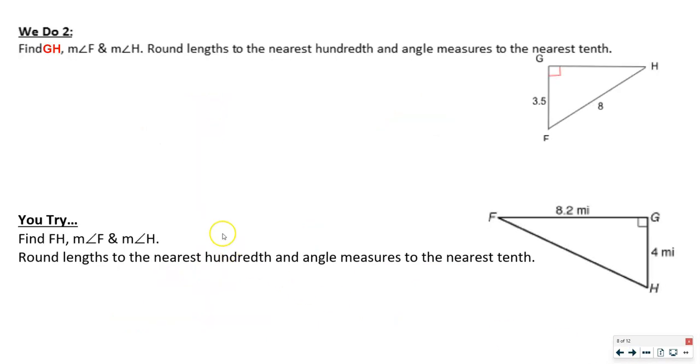All right, now what we do here, we're going to find GH. Y'all need to change that, whatever it said. I think it said FH to GH, right? Because we already have FH, okay? So once again, we could use the Pythagorean theorem, right? So this is our H. We're going to go ahead and label it. So can we go 3.5 squared plus GH squared equals 8 squared, right?